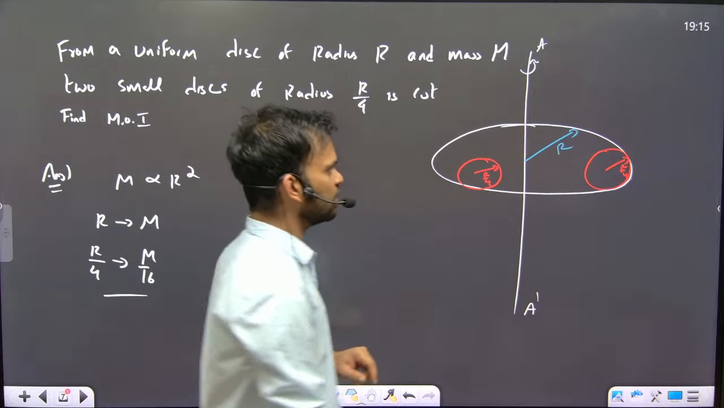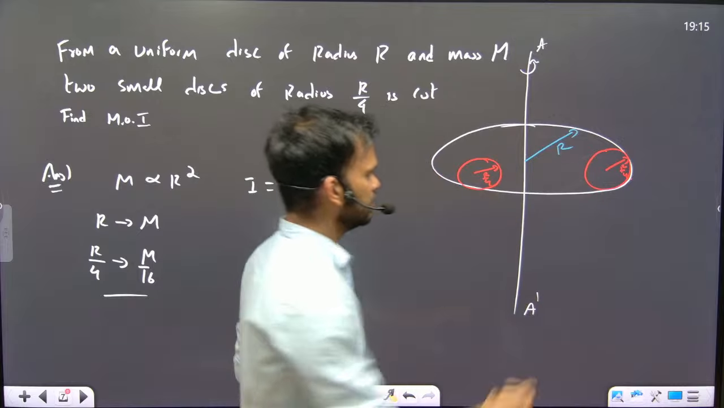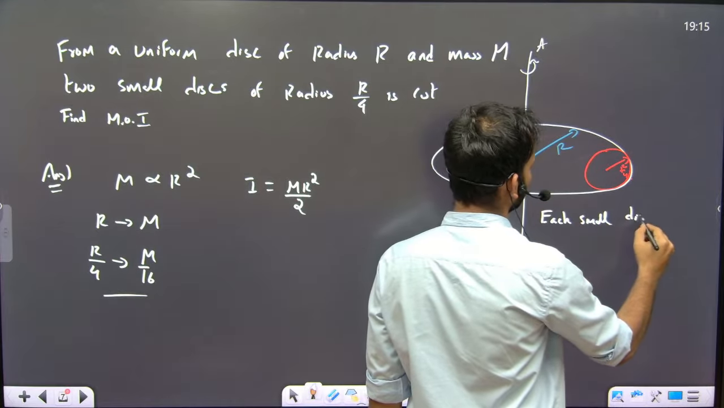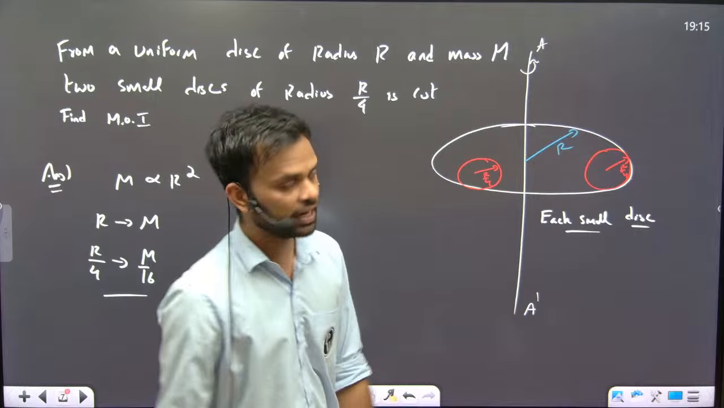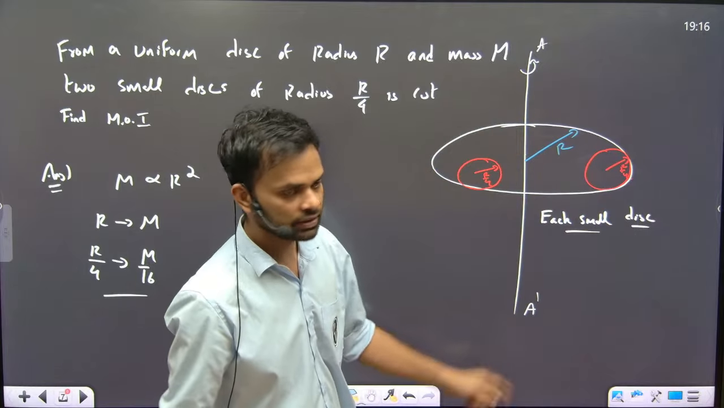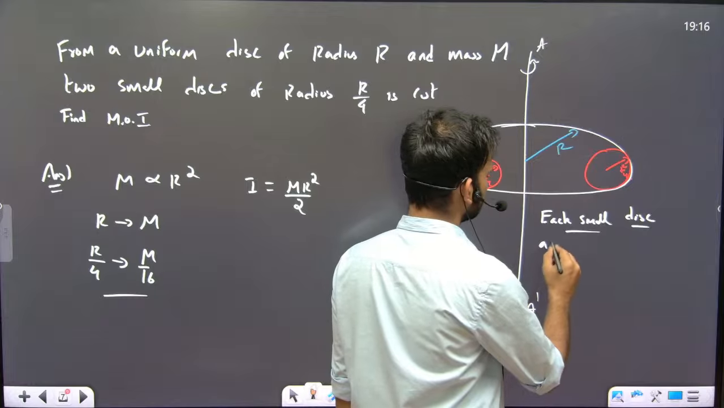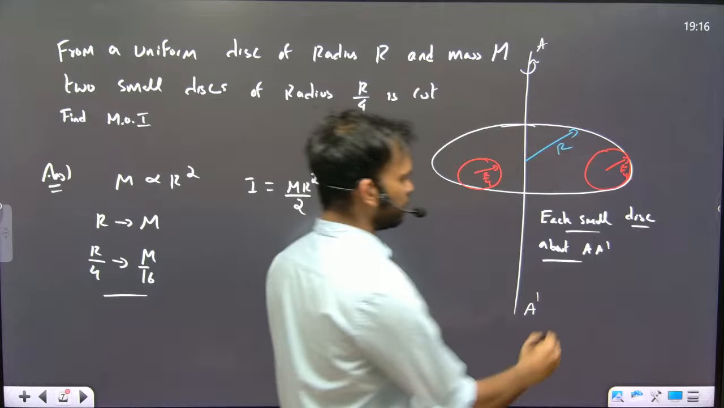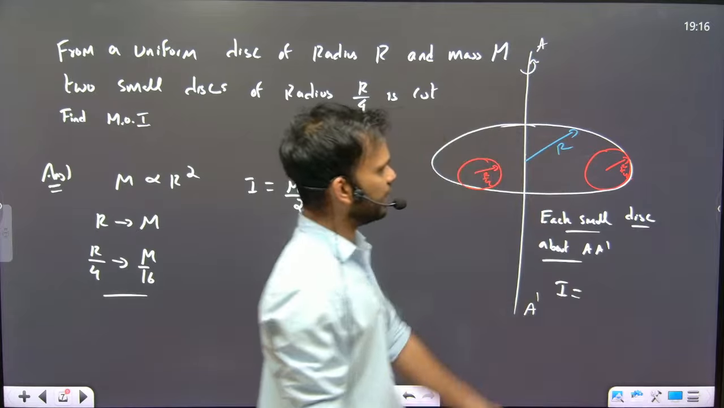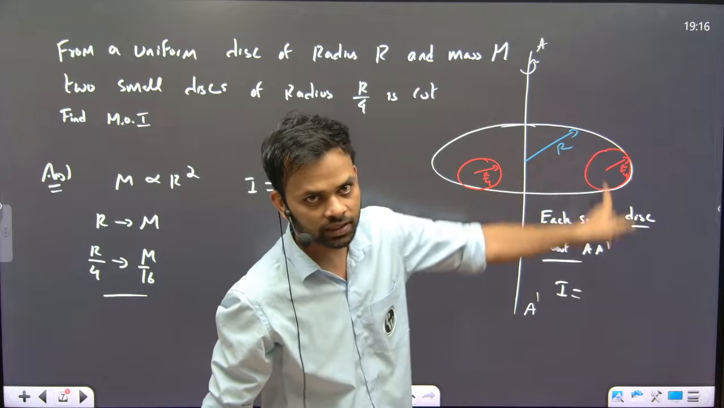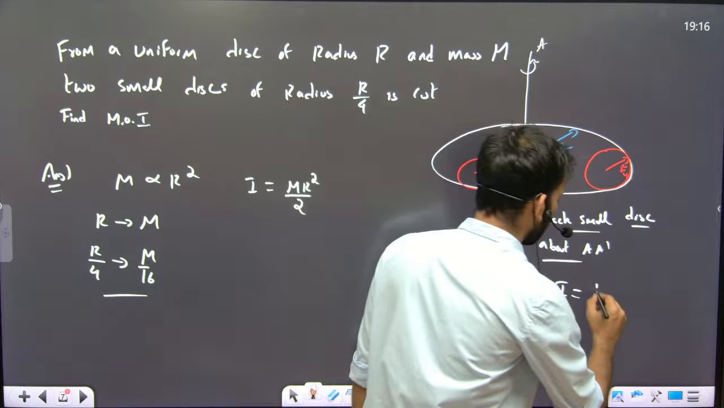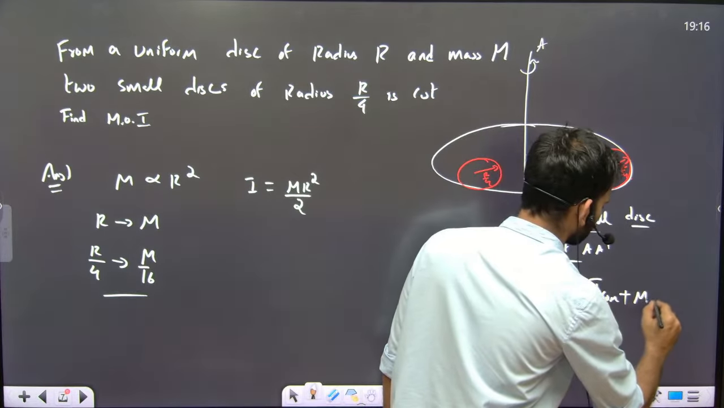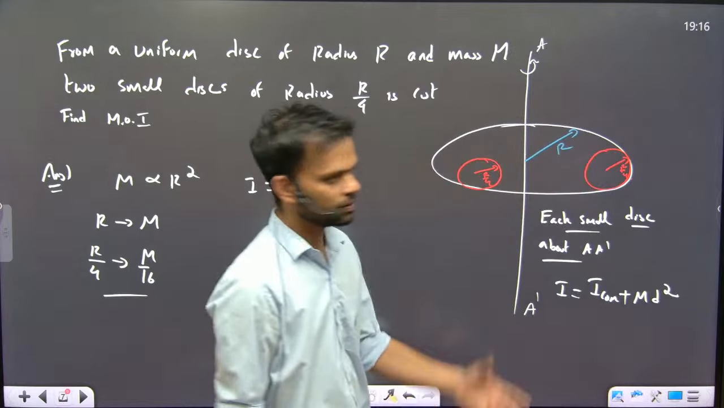Now how do you find the moment of inertia of each disk? For each small disk, I want to find the moment of inertia not about the center, but about this axis, AA dash. How do you find that? If I have to find the moment of inertia about this axis, first I have to find it for the center of mass. So it's nothing but I is equal to I center of mass plus md square. That's the formula you have to use.